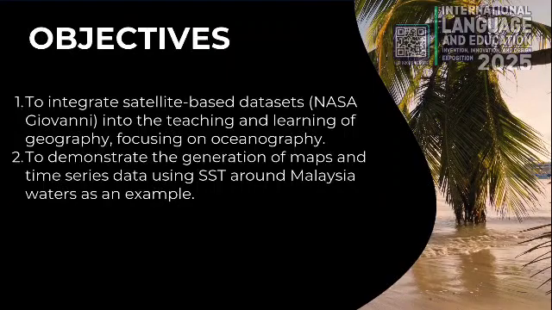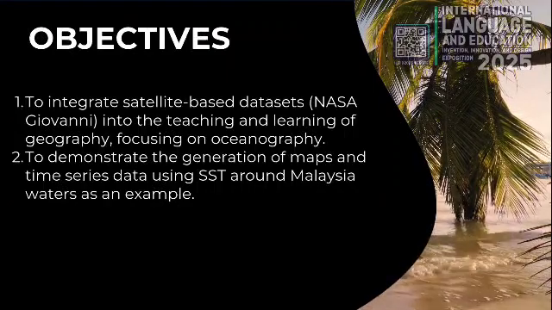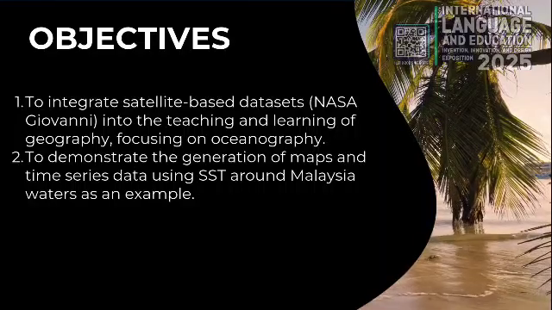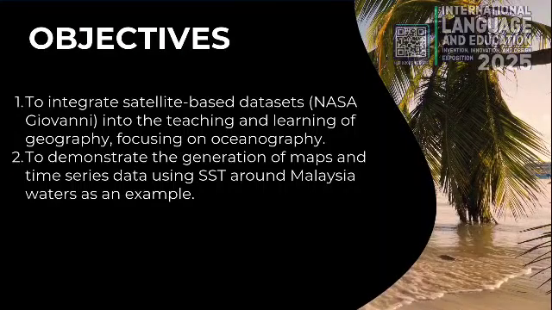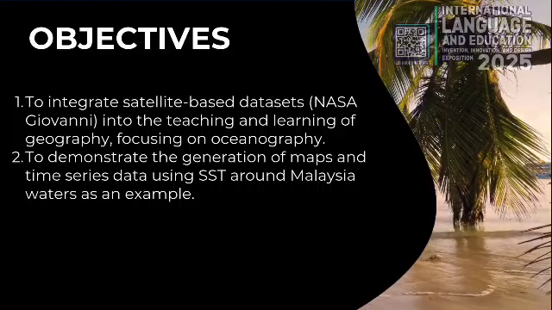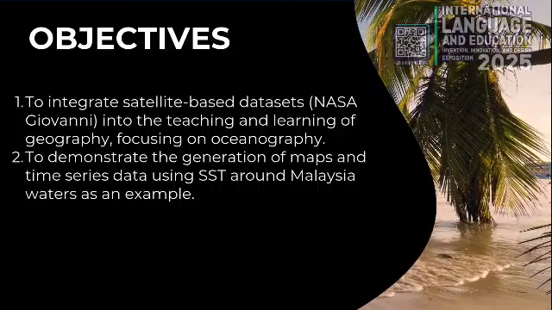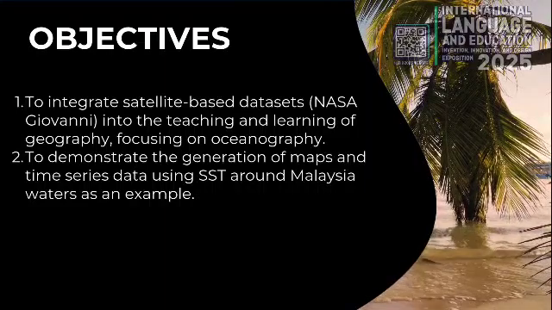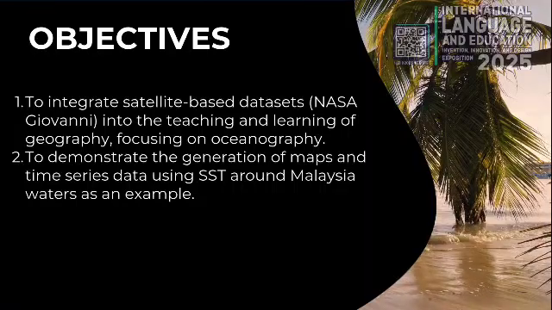Our project has two main objectives. First, to integrate satellite-based datasets, specifically from NASA's Giovanni platform, into the teaching and learning of geography, with a focus on oceanography. Second, to demonstrate how maps and time series data can be generated using sea surface temperature, or SST, around Malaysian waters as an example. Through these objectives, we aim to show how big data can make oceanography education more interactive, relevant, and engaging for students.